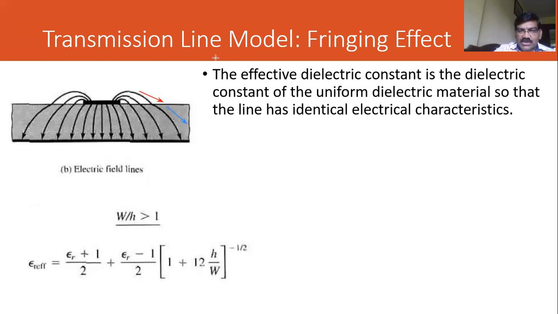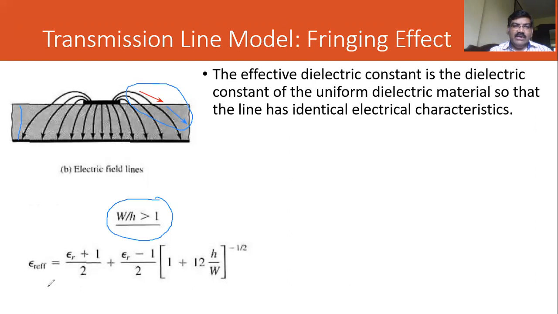So to avoid this or to understand this, both dielectric constants we can take in an effective manner. So how to do that? Generally there are some conditions when we are going to develop a formulation. Here the condition is W by H, where W is the width of this line and H is the height of this substrate. If the W by H ratio is greater than 1, then we can apply this formula.